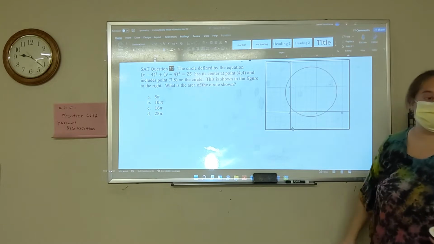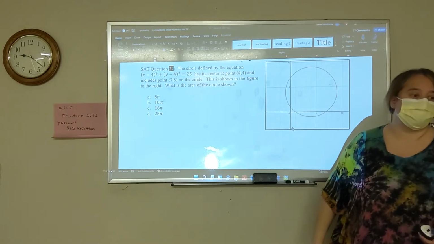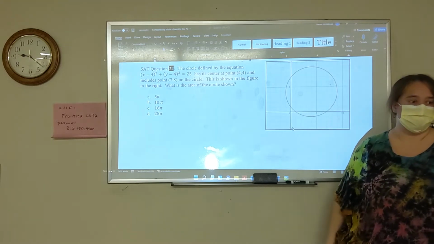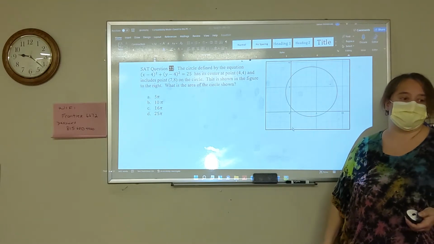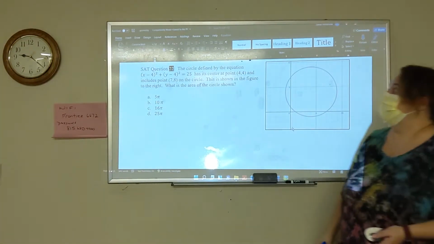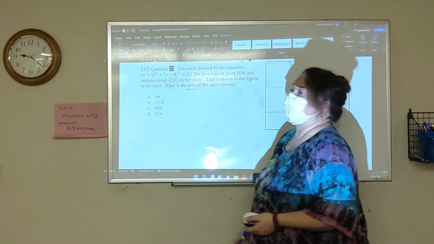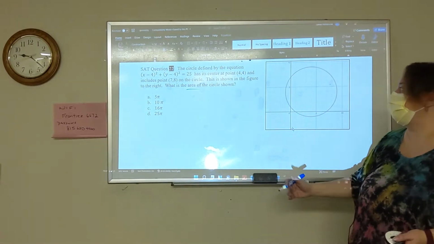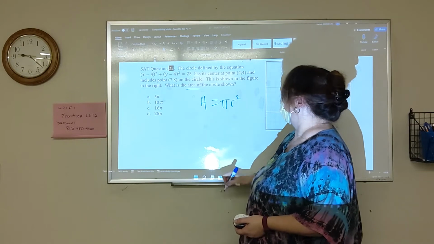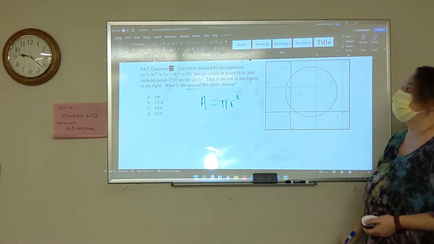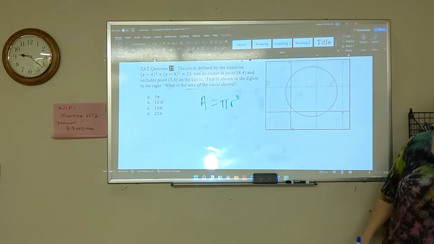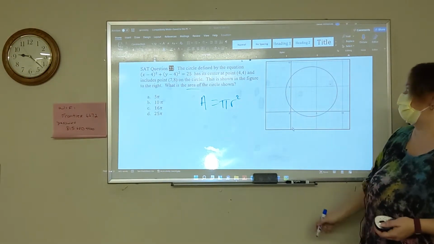And let's look at 22. The circle defined by the equation has its center point at 4, 4 and includes a point on the circle. This is shown in the figure to the right. What is the area of the circle? All right, well, let's start with what they're asking for. What's the area of the circle? The area formula for a circle is pi r squared. So I need my radius. I can get my radius out of the equation, or I can get my radius off the picture. Let's do it from the picture.